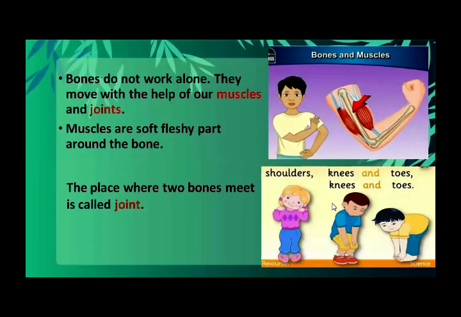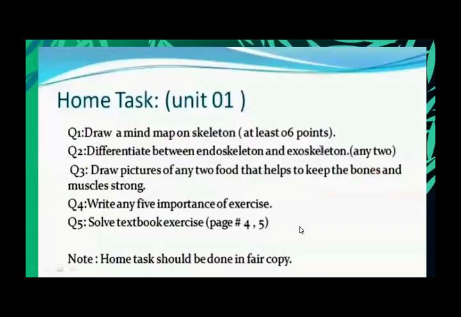These are the main and large joints of our body: shoulder, knees, and toes are small joints. Elbow is also a joint. Hip is also a joint. Okay, beta, this was the home task of unit number 1. Those students who missed the home task of unit number 1, beta, you can take a screenshot of this.